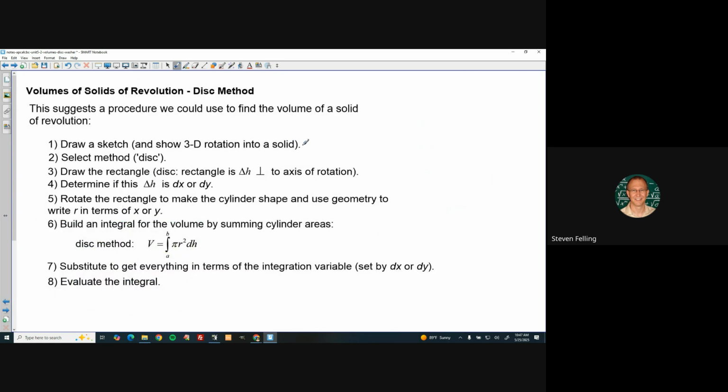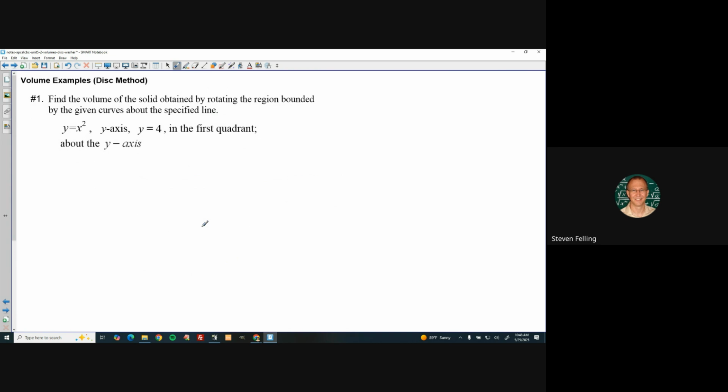So that suggests a procedure we could use to find the volume of a solid of revolution. We're always going to start by drawing a sketch, showing that 3D rotation into a solid. We select our method, which is disk, and then we draw the rectangle. The rectangle is perpendicular to the axis of rotation. And we determine if that little width is a dx or a dy, because that establishes the integration variable. Then imagine that we rotate the rectangle around to make the cylinder shape. Figure out what r is, and insert that in here. Figure out the correct boundaries, and then integrate. All right, let's take a look at a few. As always, you can pause the video and try these on your own if you would like.